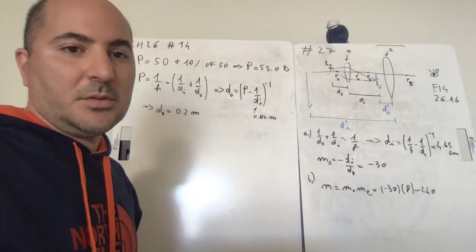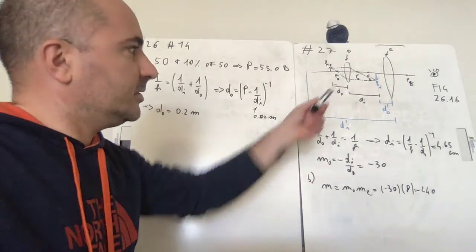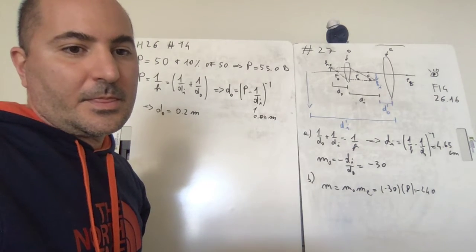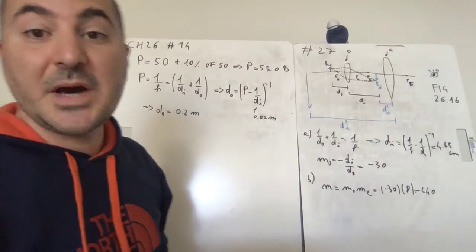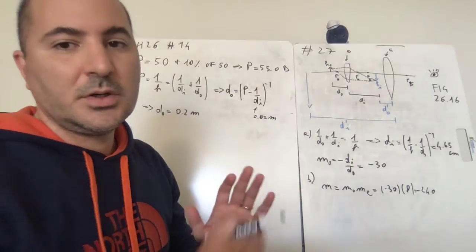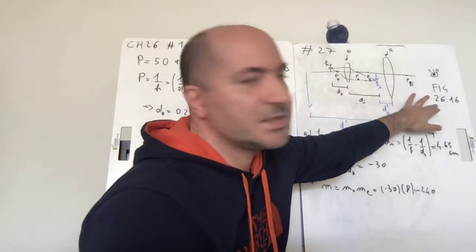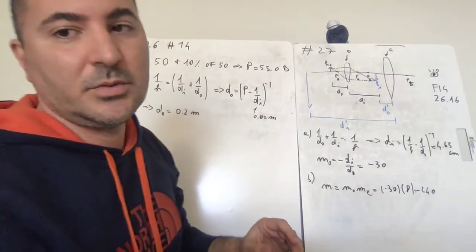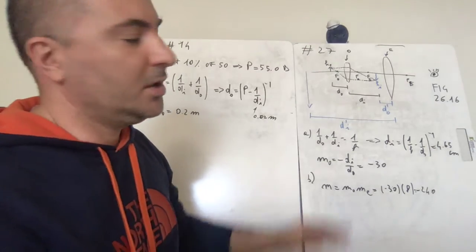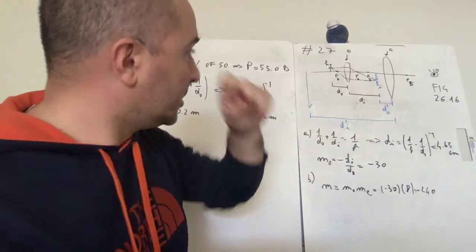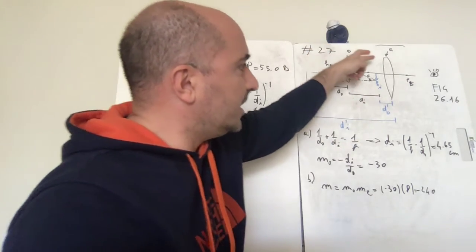The other problem that I'm going to discuss here is number 27 here on the right board, and that involves the application of a microscope. For this example, you want to keep in mind figure 26.16, which I try to replicate here. Hopefully you'll be able to see everything in there, both in black and blue. So a microscope has two lenses, an objective lens and an eyepiece.